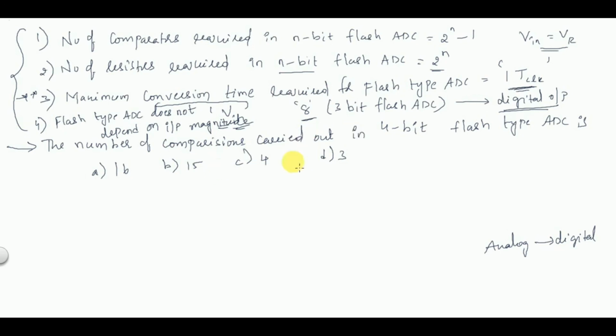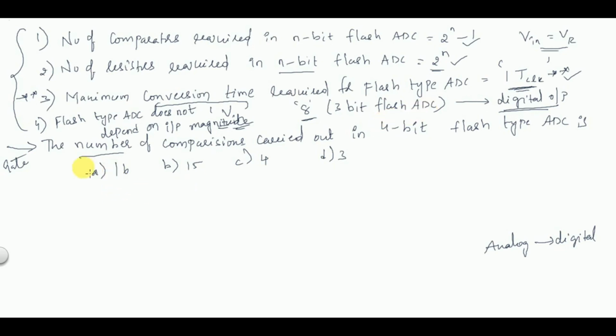Now we'll see a previous GATE problem, a very simple problem. These types will be asked in many competitive exams: the number of comparators, the number of resistors, and the maximum conversion time. These are the only 3 possible ways to ask.